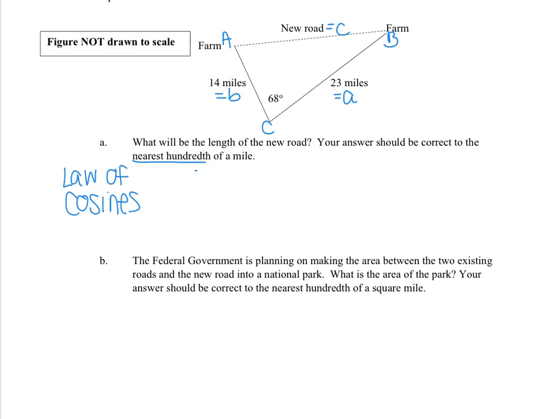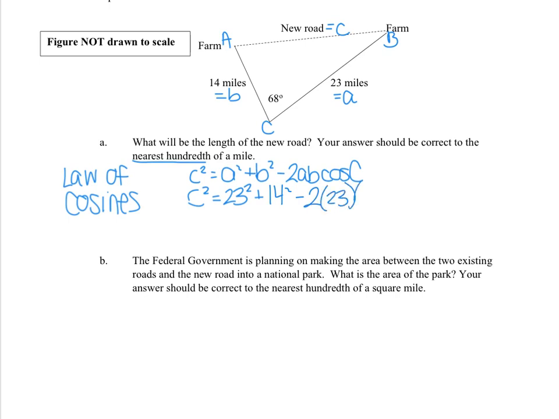Law of cosines says c squared equals a squared plus b squared minus 2ab cosine of C. Again, you're given this formula in the front of your book, so you don't need to memorize it. I don't know what c is, that's what I'm trying to find. But I do know a is 23, so it's going to be 23 squared plus 14 squared minus 2 times a, which is 23, b, which is 14, and cosine of angle C, which we know is 68 degrees.